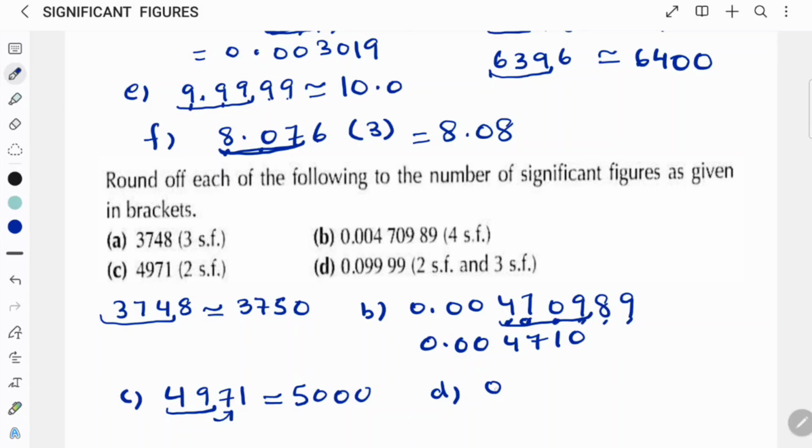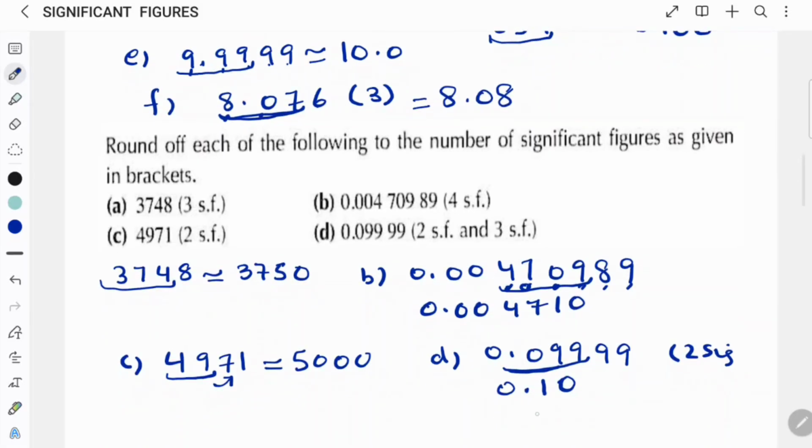So part D, 0.09999. This is a 4 significant figure number. We have to write it for 2 significant figures, the first 2 significant figures. That is 99, and then it is 0.1, and then you can write down 0. So that is 2 significant figures. For 3 significant figures, you can write down 0.100.